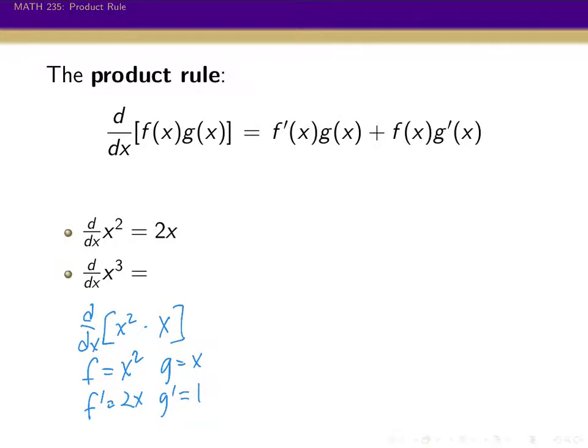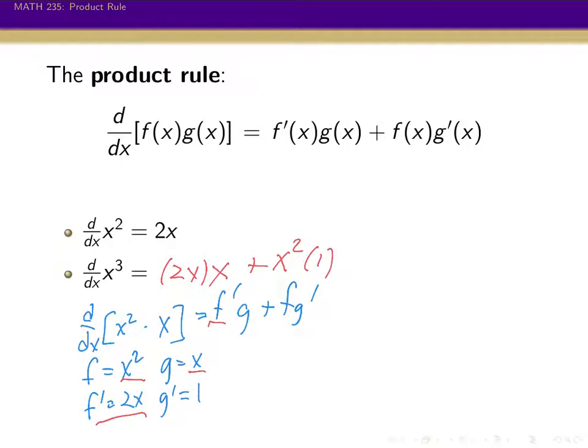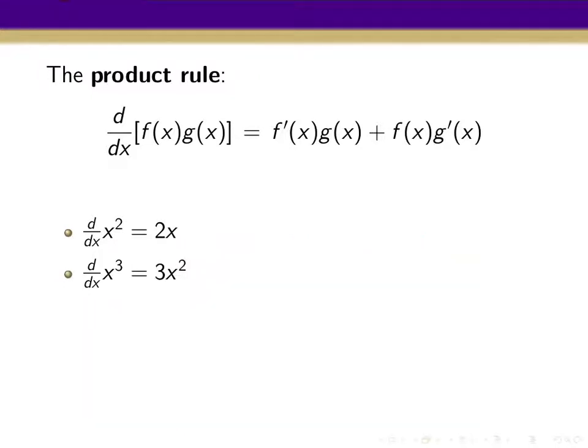And so the derivative of x cubed is going to be f prime g plus fg prime. So f prime is 2x, and so we have a 2x there, times g, which is just x, plus f, which is x squared, times g prime, which is just 1. And so this equals 2x squared plus x squared, which simplifies down to 3x squared. And so that's our derivative for x cubed. The derivative of x cubed is 3x squared.